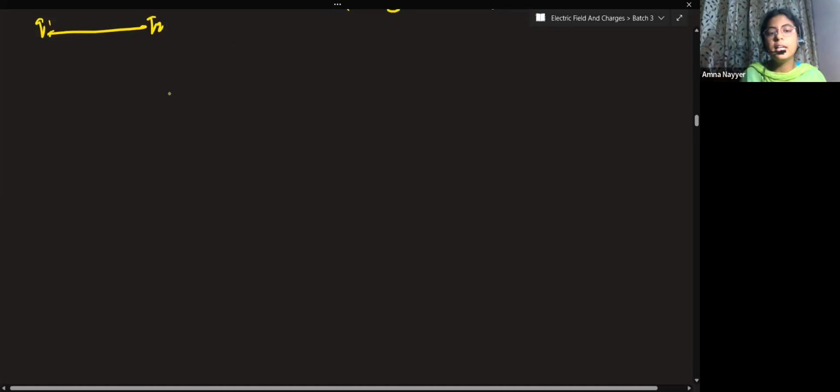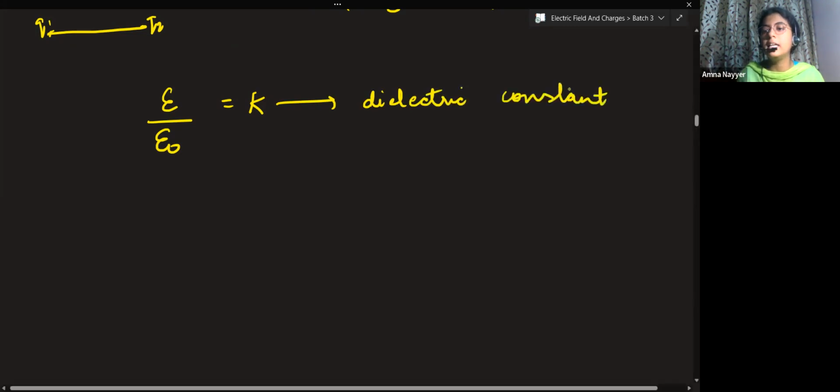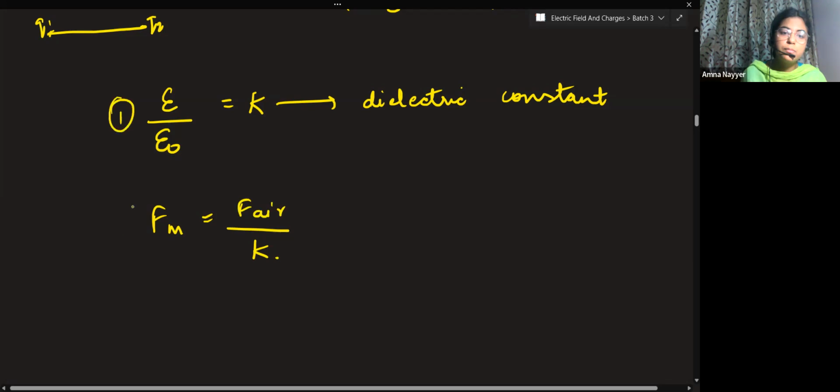But we can establish a relationship between epsilon naught and epsilon. If you take the ratio of epsilon by epsilon naught, this is equal to K, the constant in Coulomb's law. This is known as dielectric constant. Or there is one more relationship: F in medium is equal to F in air divided by this dielectric constant. So these are two relationships between dielectric constant and permittivity, and dielectric constant and the force in different mediums.